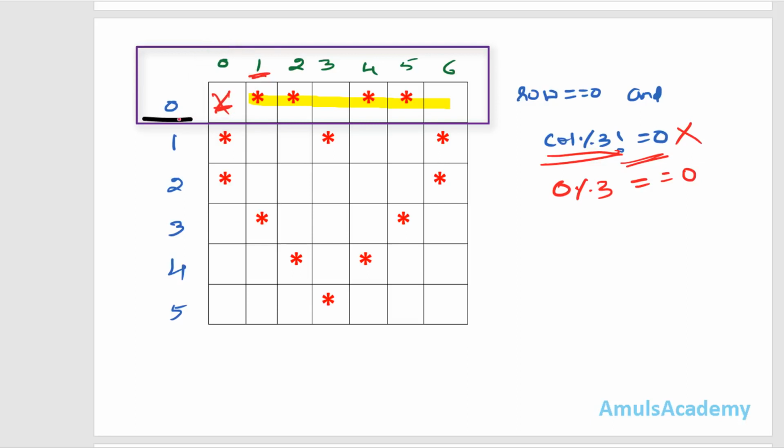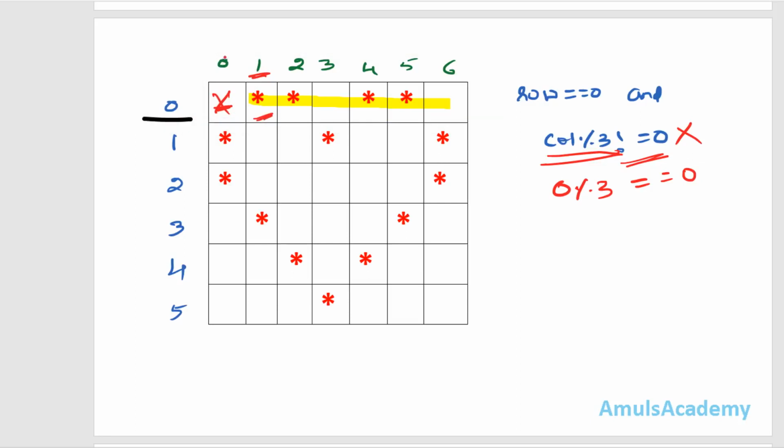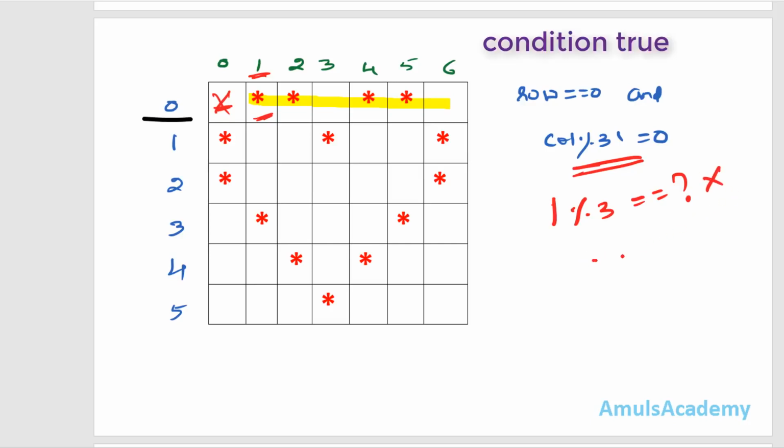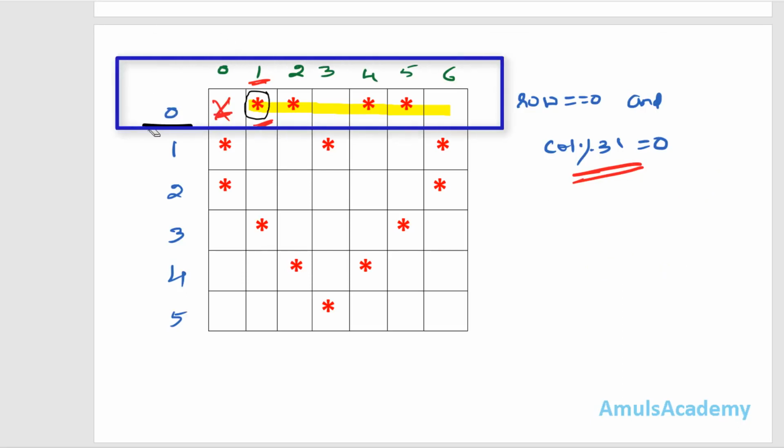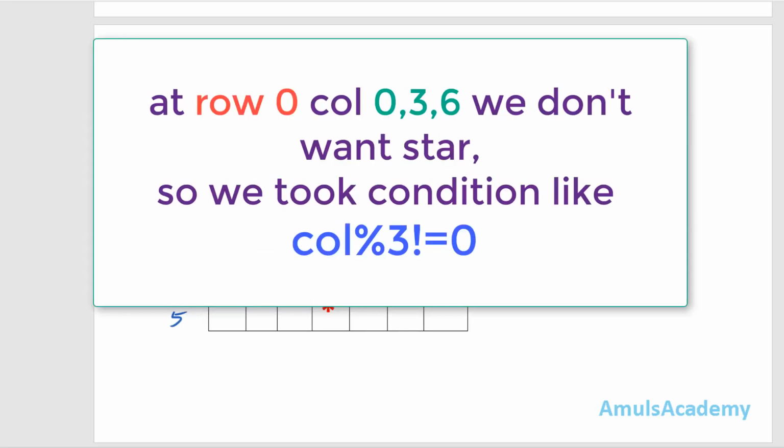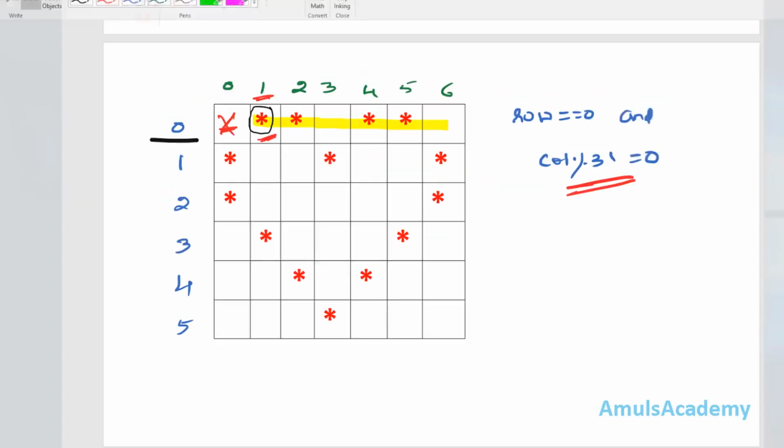In the next position, here we can see row 0, column 1, right? So it will check whether row is equal to 0, yes, and it will come to the next condition. Here the column value is 1, so 1 modulus 3, is it equal to 0? No, it is not, right? It is equal to 1, so it will print this star at the output. Here we can see at row 0 we don't want star at column 0, column 3 and column 6. That's why we mentioned the condition like this.